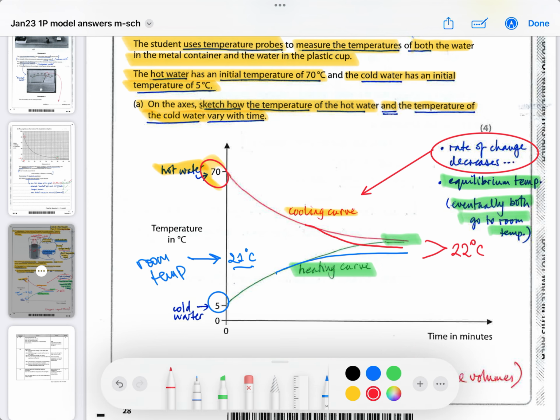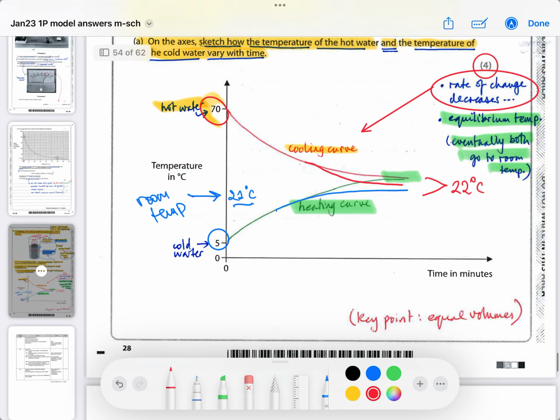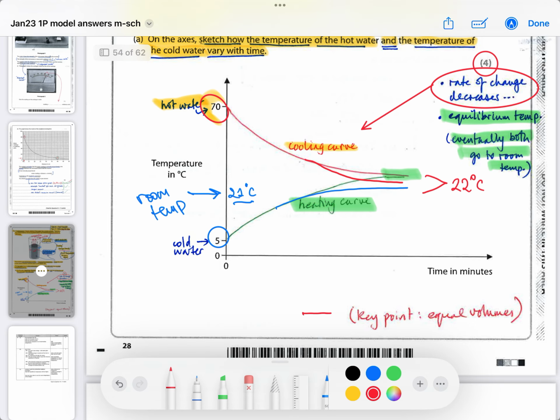And you get 4 marks for this question, and we'll look in the mark scheme. Now the key point here is the amount of hot water and the cold water is equal. If the cold water was much lower mass, it would heat up much more quickly. The lower the mass, the less energy it takes to heat up. So big mass requires more energy to heat up.